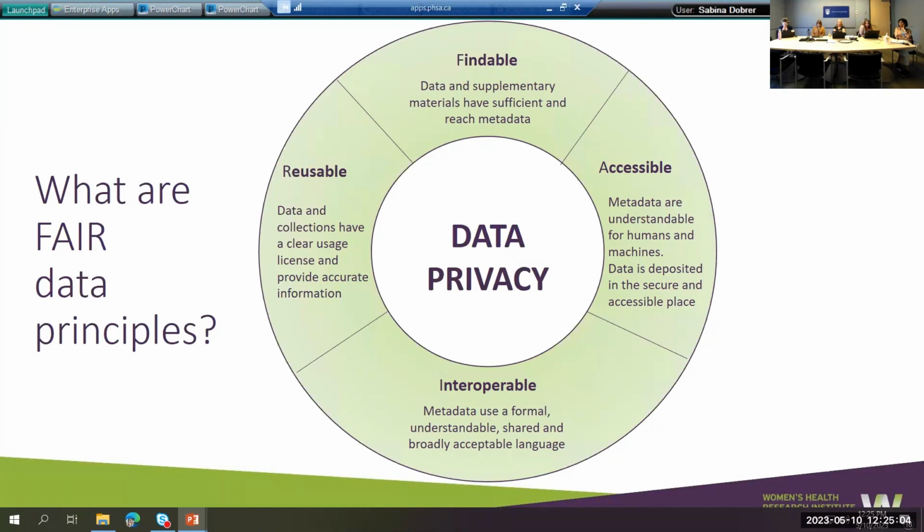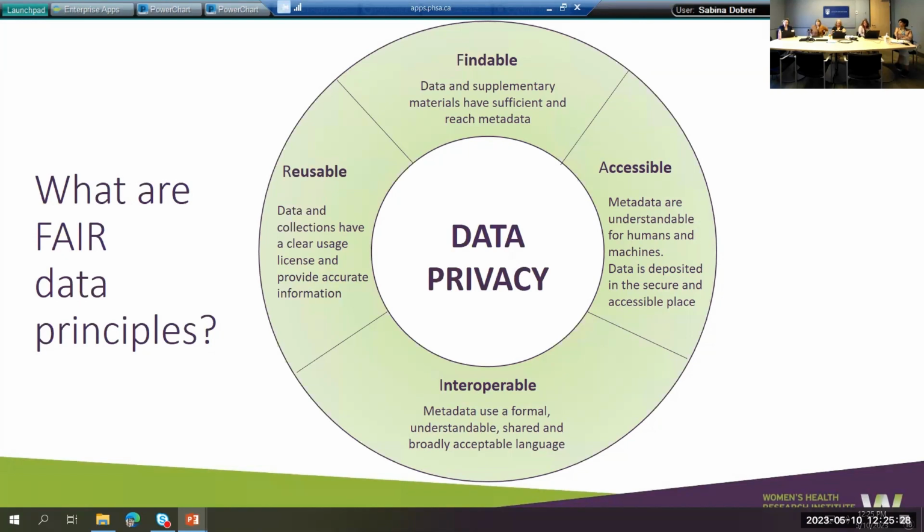Interoperable means the metadata has a very formal language, but it's very understandable and we can share it easily. It should be written in language that everyone working on the project can understand, because not everyone will be familiar with data, but they need to understand the documentation we're providing.